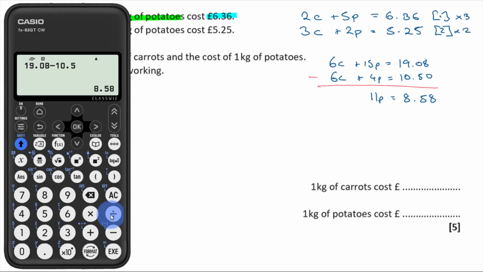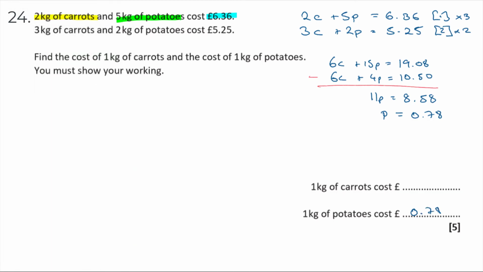Okay, so 11p is £8.58, so p is going to be £8.58 divided by 11, then, isn't it? That's going to be 78 pence. Okay, so the price of potatoes is 78p a kilo. And then, now I know what p is, I can substitute that back in, can't I? I can substitute p equals 0.78 into one of my previous equations. Let's go for equation 2.